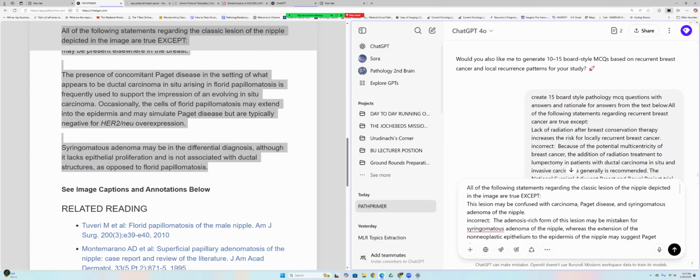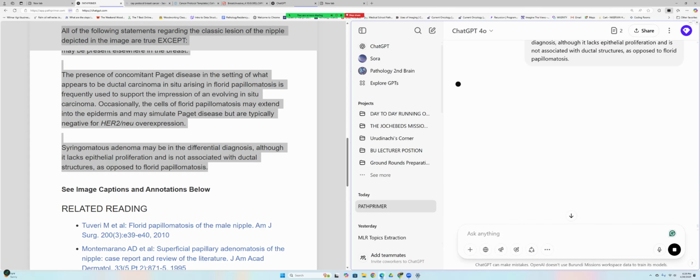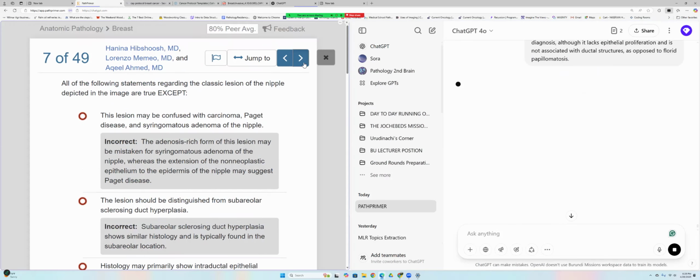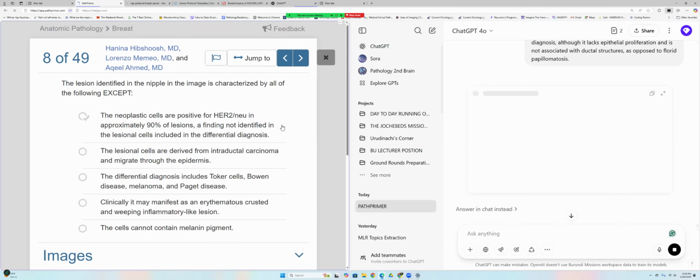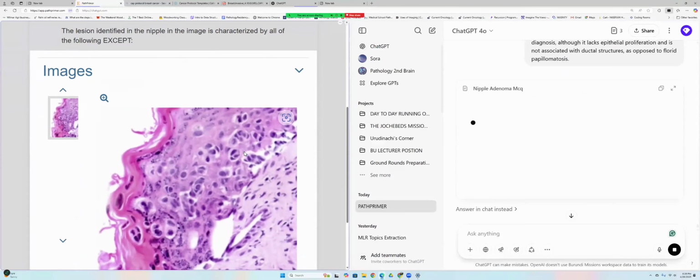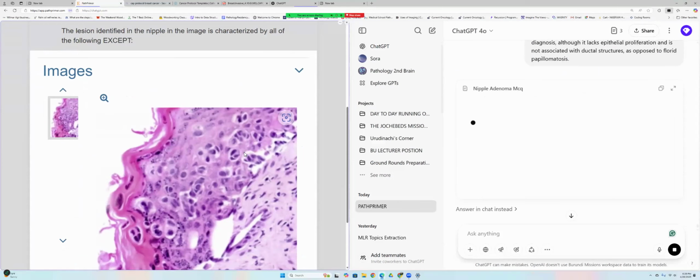This question is different because it's a study question bank, not a real question bank like this. Go to the next question. Let's look at it. The lesion identified is described by all of the following. This is Paget disease. Yes.